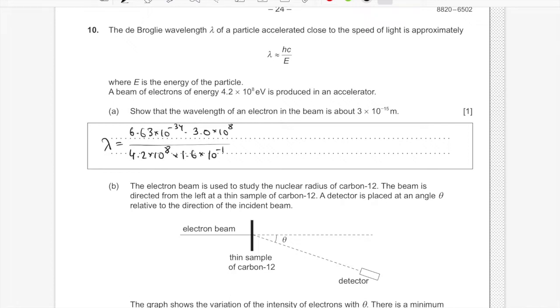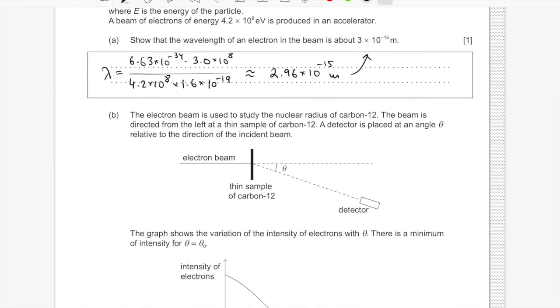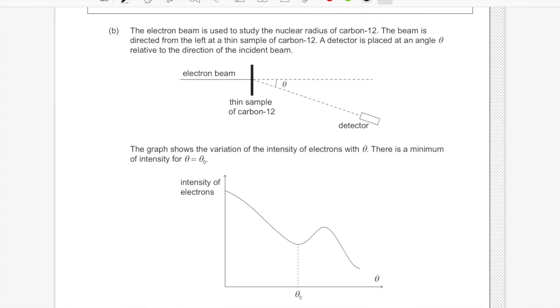So just need to multiply by 1.610 to the negative 19 joules per eV in the denominator, and that comes out as roughly 3, and make sure you show a couple of more decimals in that calculation. They like to see that so that they are convinced you get the right result. Okay. So a beam of electrons is directed onto the sample of carbon, and we get this. The intensity of the electrons looks like this.